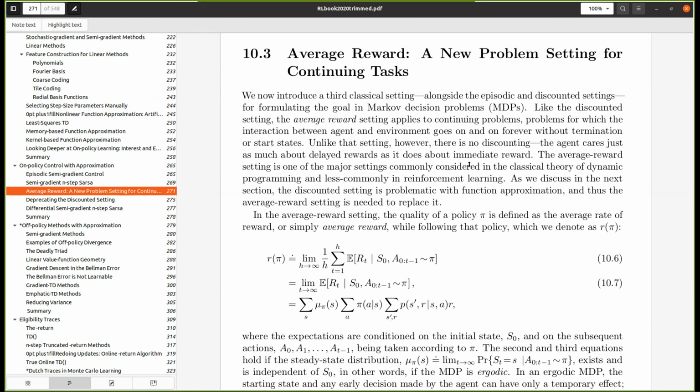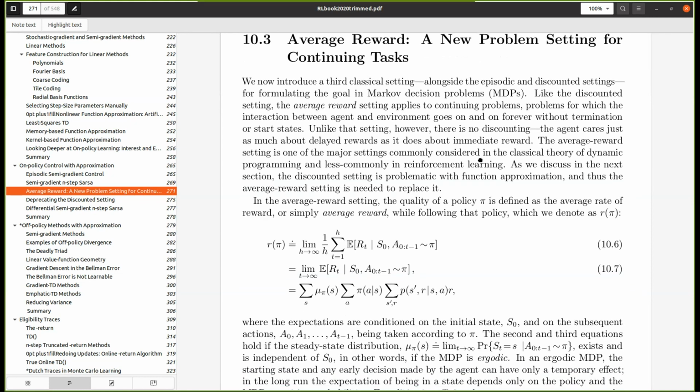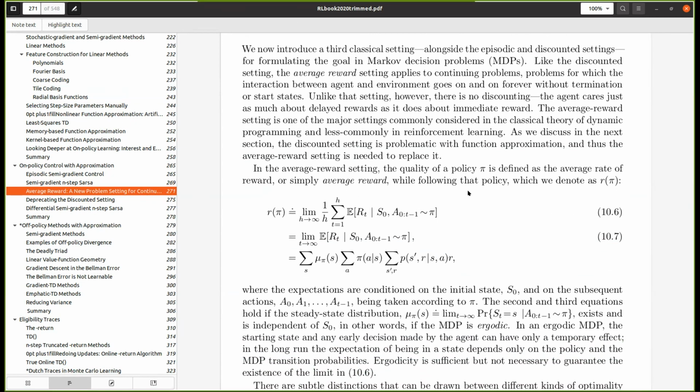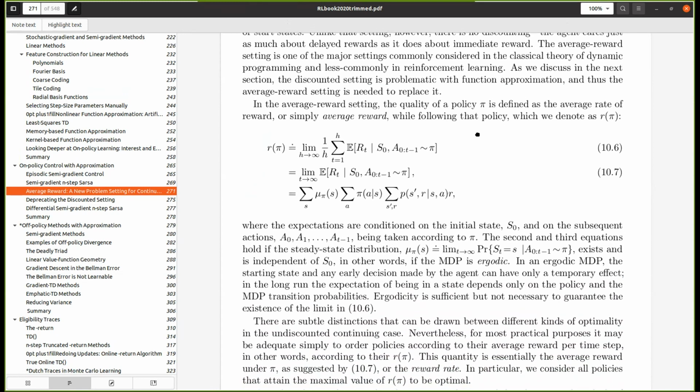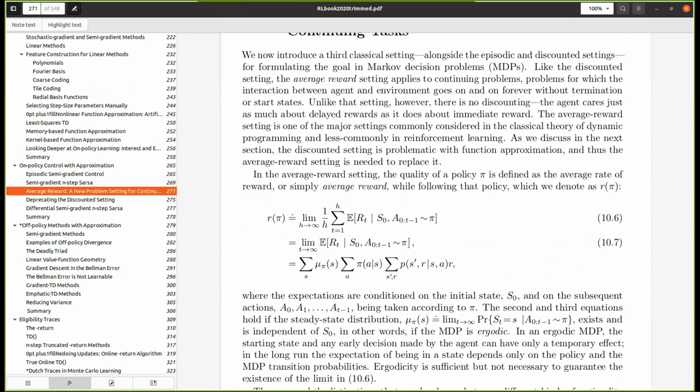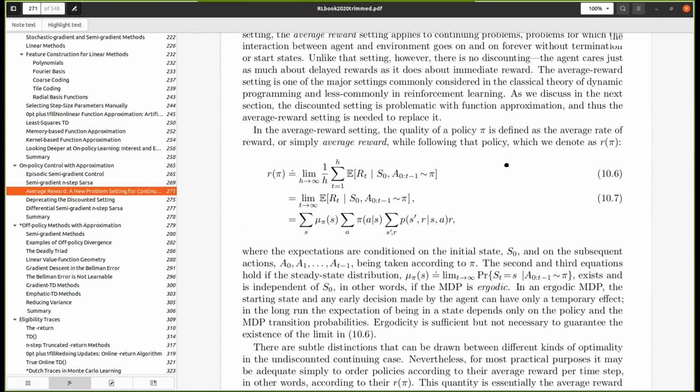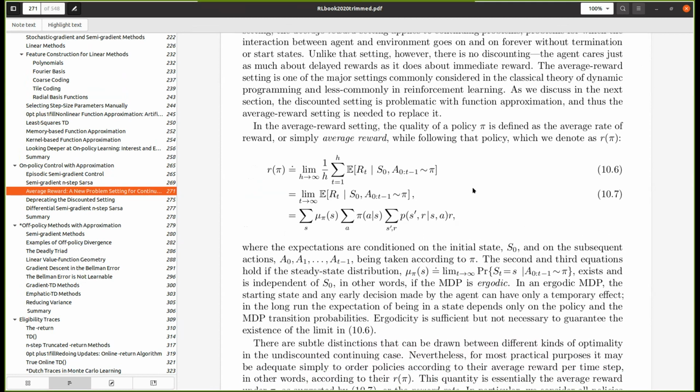And there is an alternative approach, which is called the average reward approach. It is just the third, equivalently important and useful, formulation of the reinforcement learning problem. So let's see what it means.